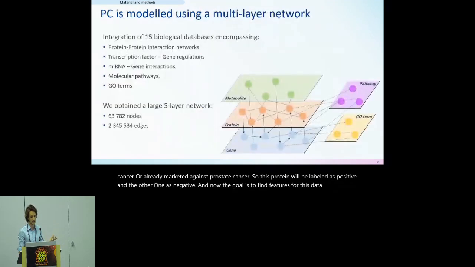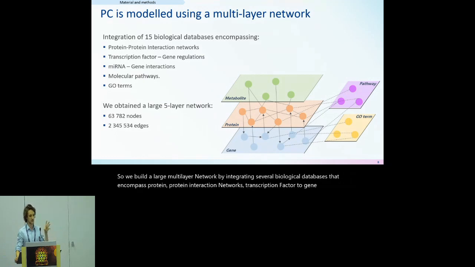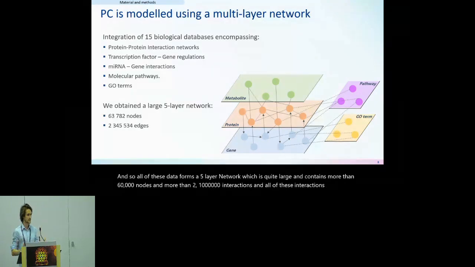And so I'm going to use a network. We built a large multi-layer network by integrating several biological databases that encompass protein-protein interaction networks, transcription factor to gene regulations, microRNA to gene regulations, molecular pathways, GO terms, and metabolite interactions. All of this data forms a 5-layer network, which is quite large and contains more than 60,000 nodes and more than 2 million interactions. And all of these interactions are experimentally validated.